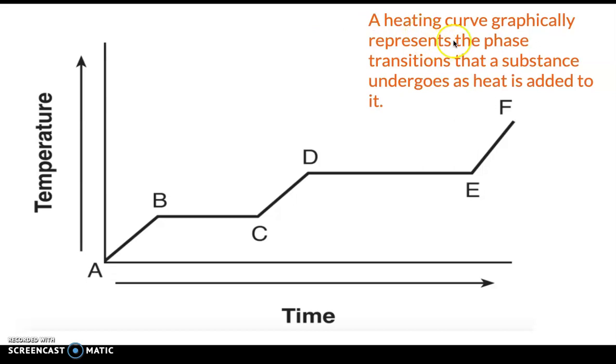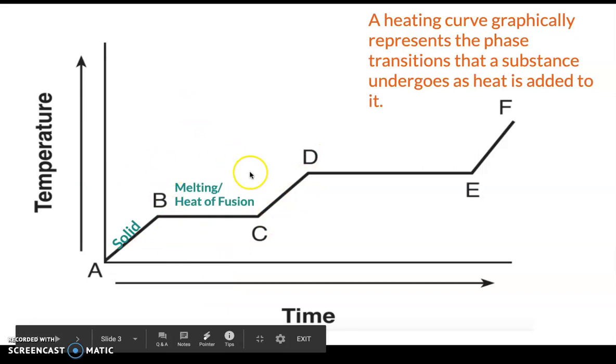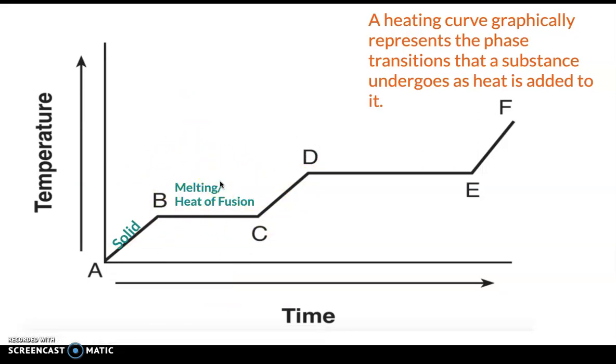A heating curve graphically represents the phase transitions that a substance undergoes as heat is added to it. So we're starting out with a substance in the solid phase, and then it reaches this point of heat of fusion where the temperature does not change. As we add more heat, it'll finally change into a liquid, and then it reaches the segment called heat of vaporization, and finally, our substance is in the gas phase. So this is just a general overview of the heating curve.